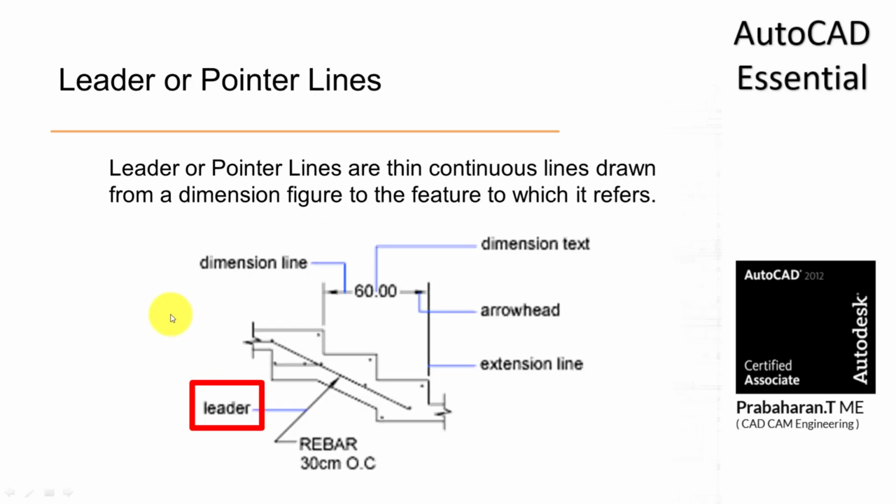Right. Next is the leader line, or we can say pointer line. Okay, this is called a leader line. It will not have any extension lines or projection lines. It will have some arrowheads and lines. It gives the information about the particular point or particular object where it focuses, where it points.